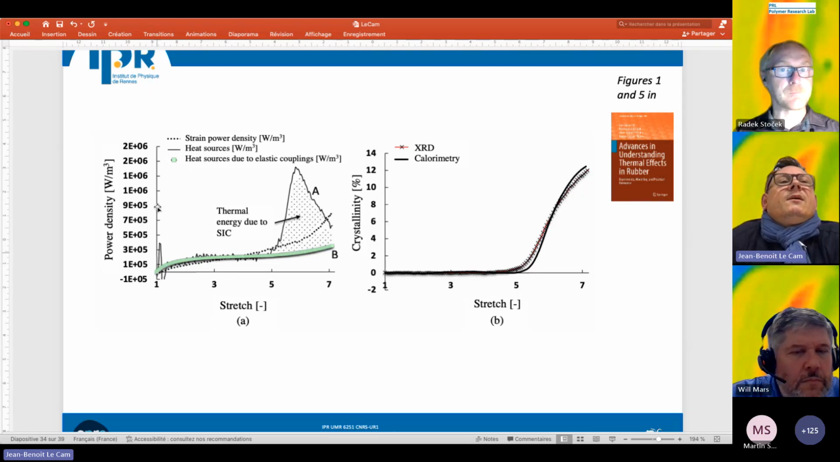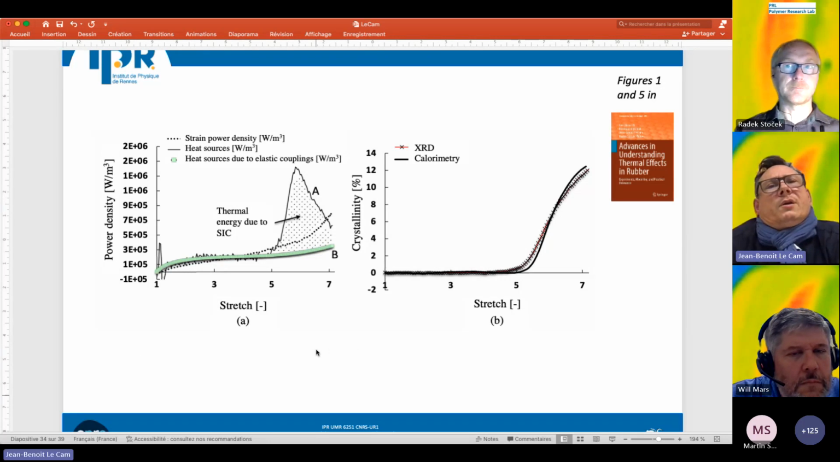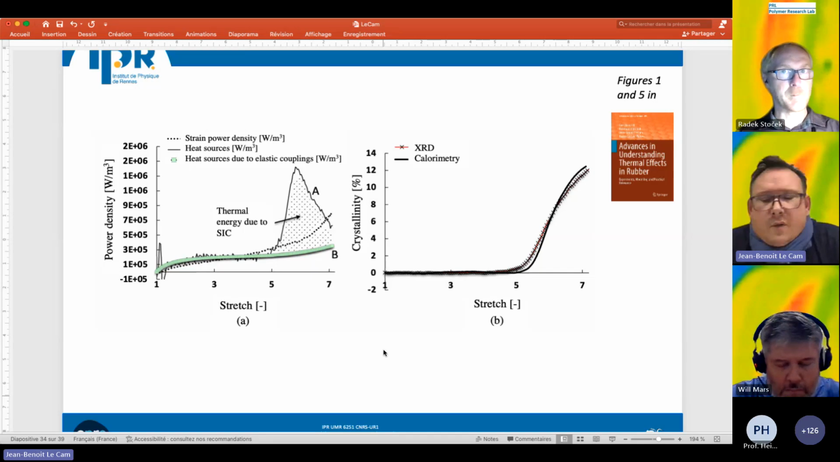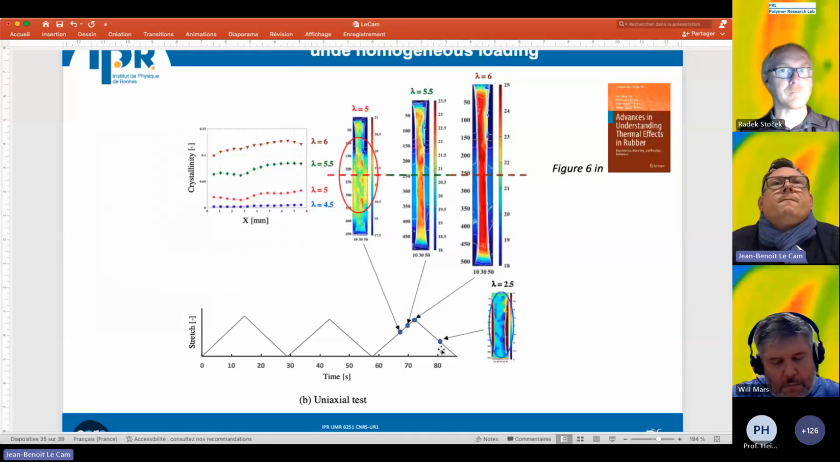And this illustrates the power of calorimetric approaches to go further and to link what happens at a very, very microscopic scale to the macroscopic scale, with quantities that can be used in continuum mechanics. This is one of the main interests of such approaches.